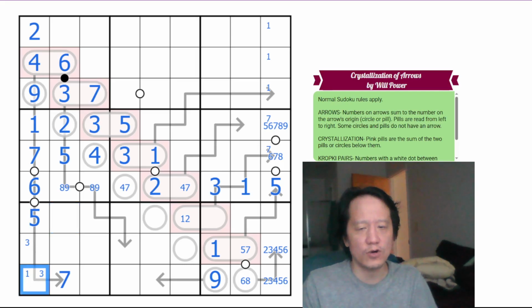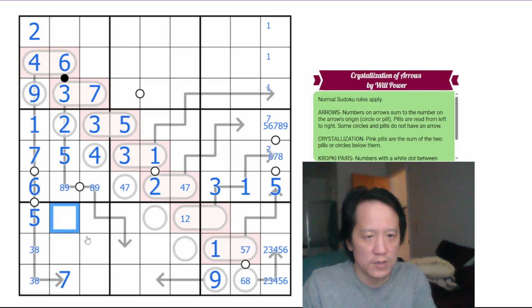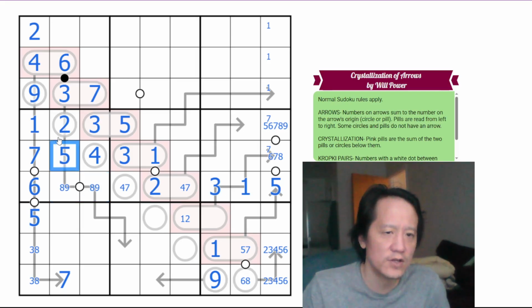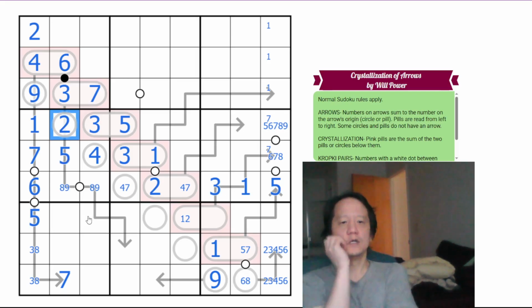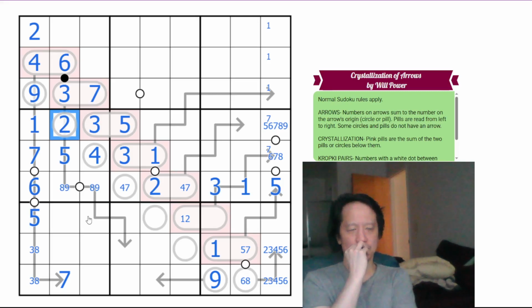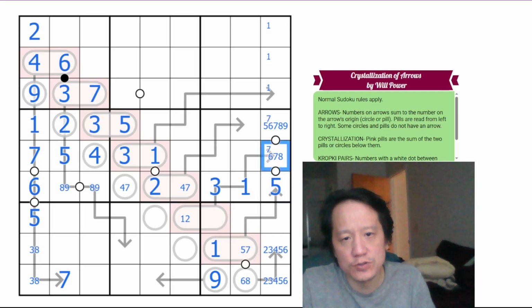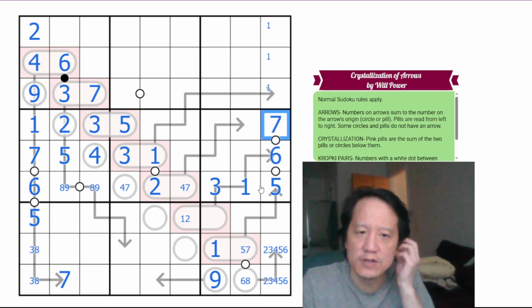We have a 1 can't be here. This must be a 3, 8 pair. Okay, this adds up to 17. 8 and 9 is 17, plus 5 plus 2. This is 5, so this goes to 6 or 8. No, it has to go to 6. So this is 5, this is 6, and this is 7.